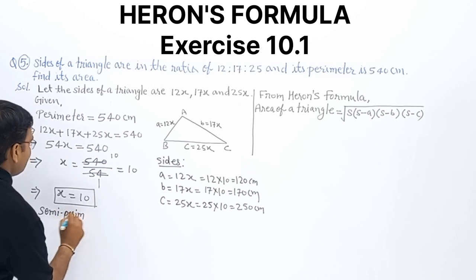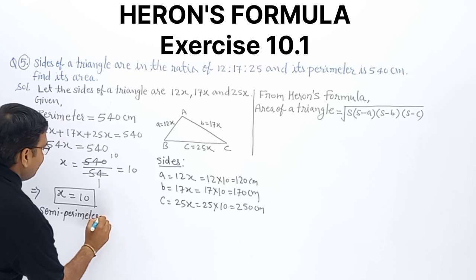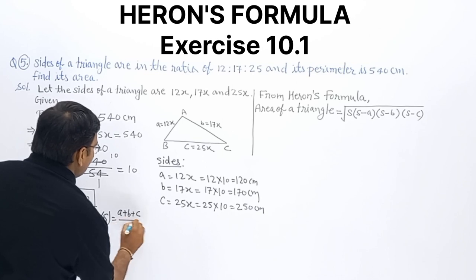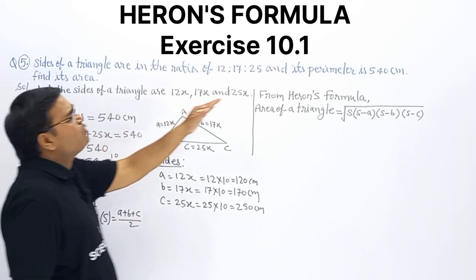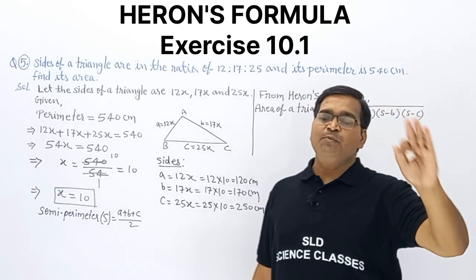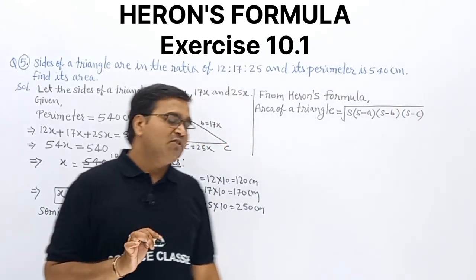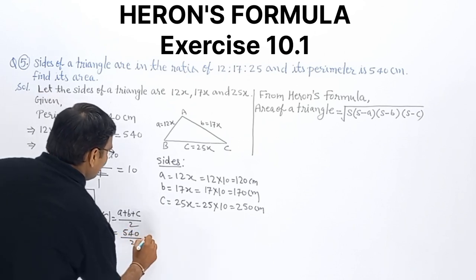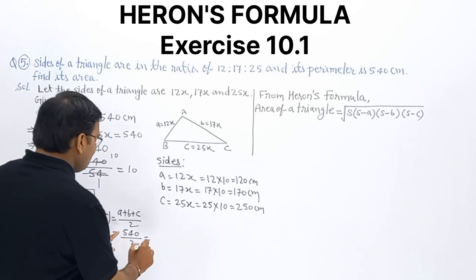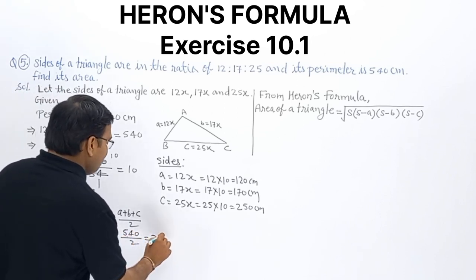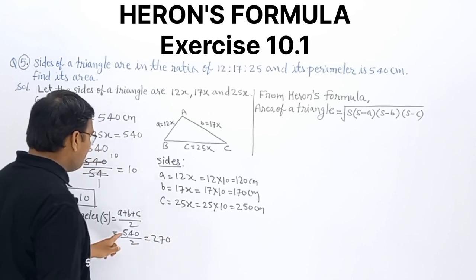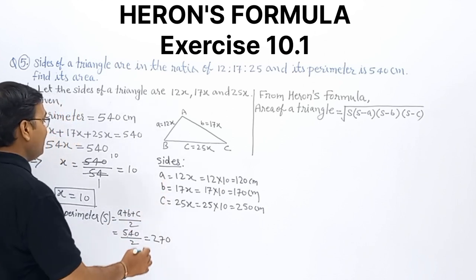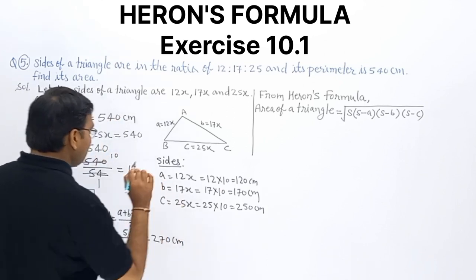Semi-perimeter S is half of A plus B plus C, that is, divided by 2. Directly in the question we have the perimeter, so half of it will be the semi-perimeter. So directly we can say 540 divided by 2. Once we solve, 2 times it goes, 1 is remaining, 7 times it goes, and 0. Half of 540 is 270, and this is in centimeter.